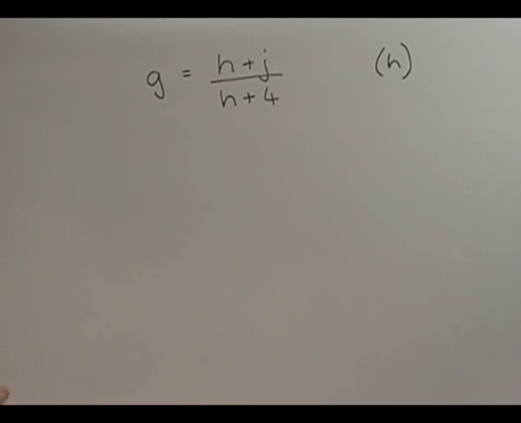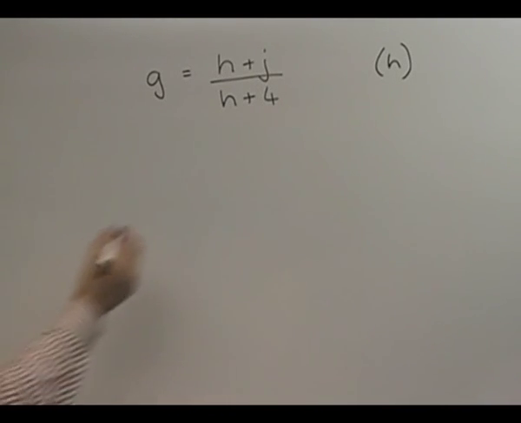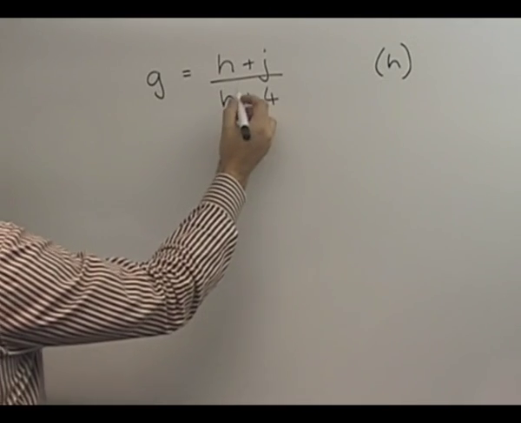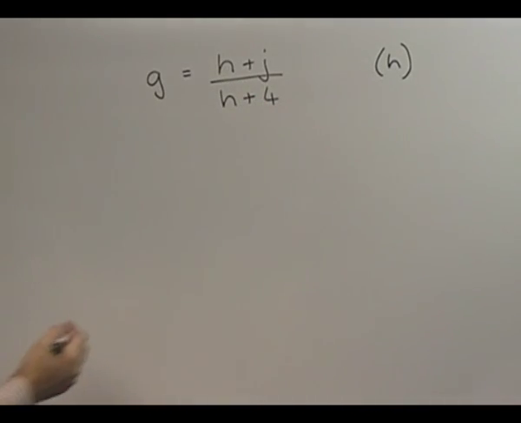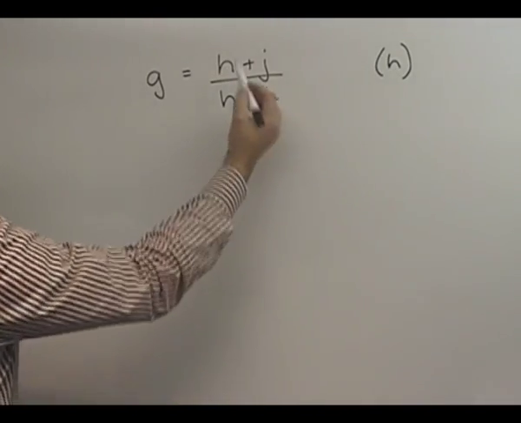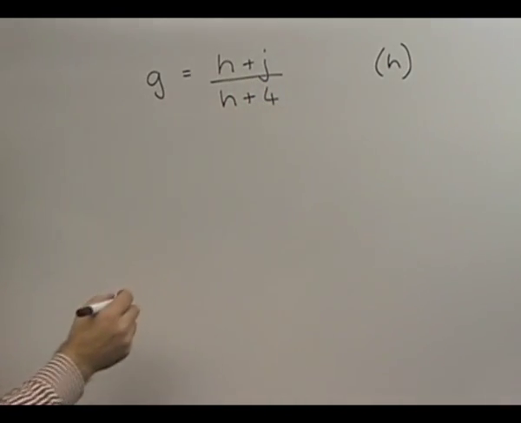This is another stage more complicated than the last example. Here, we've got a situation where h is on the bottom and h is on the top, which is annoying. Some people, the evil, bad people, want to cancel that out. You must never, ever, ever do that.